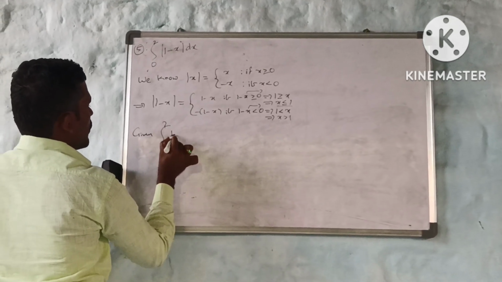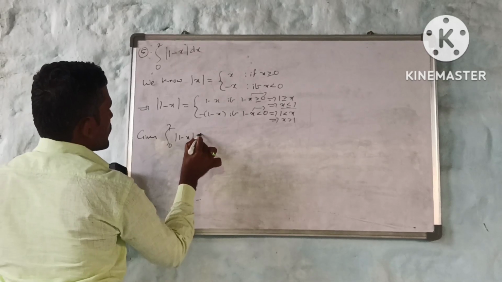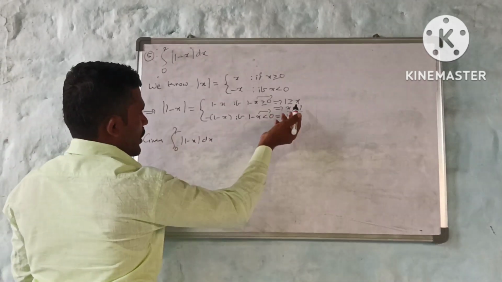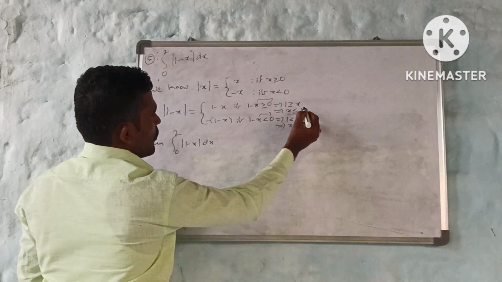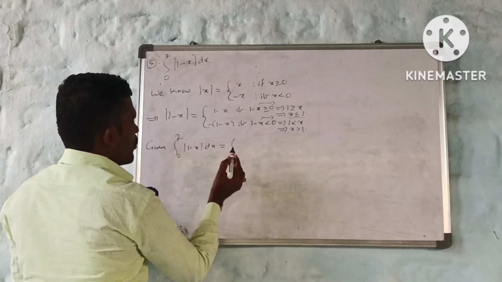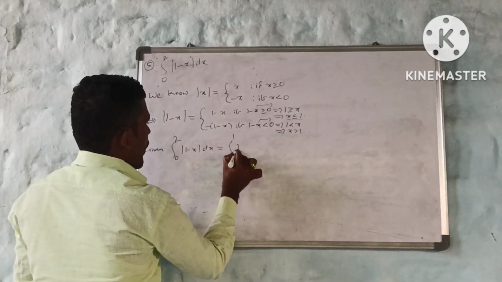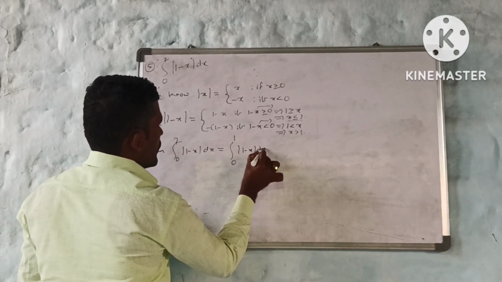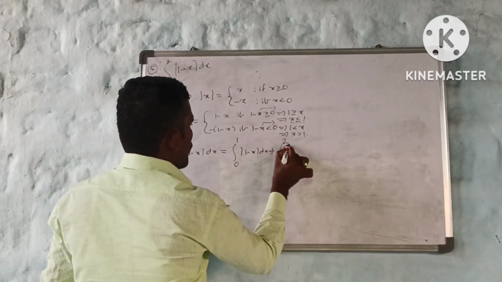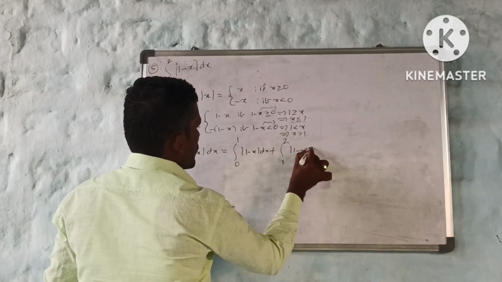0 to 2, modulus of 1 minus x dx. Whether there is continuity or discontinuity at 1, I am taking 0 to 2 as 0 to 1 modulus of 1 minus x dx, and next 1 to 2 modulus of 1 minus x dx.